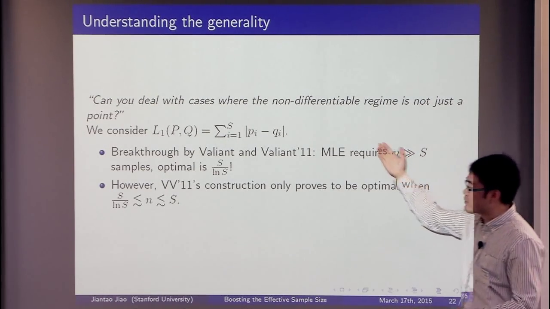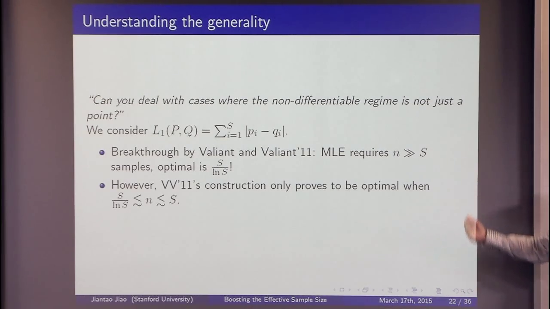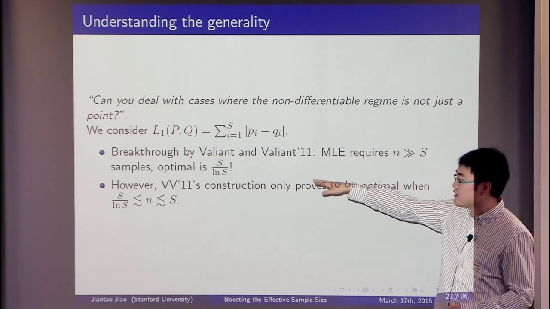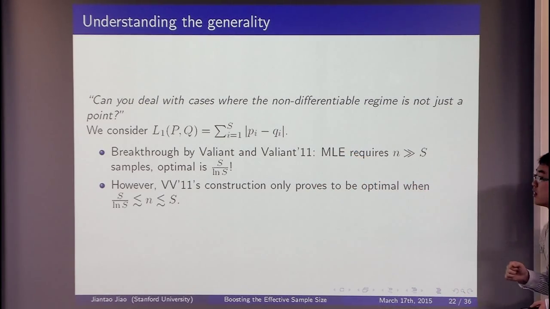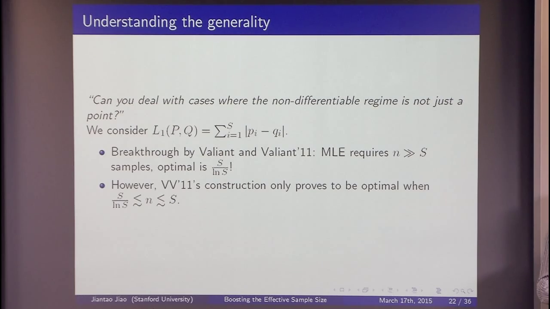They show that the optimal scaling is s over log s, which means that if you sample n times from p and sample n times from q, the number of samples needed to estimate this is s over log s. However, there is still a small catch, which is that it was only shown to be optimal when n is not really bigger than s.